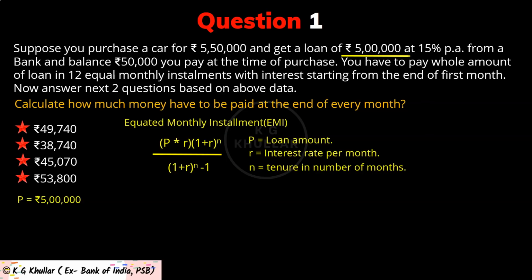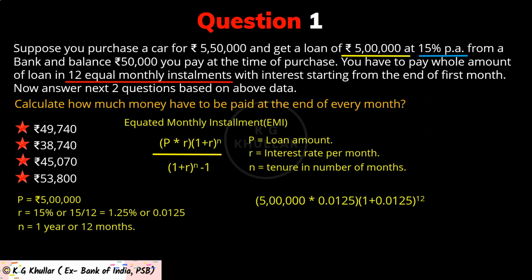Now in this question, P equals 5 lakhs, R equals 15%, or in months it will be 15 divided by 12 equals 1.25% or 0.0125, and n equals 1 year or 12 months. So just plug in all these values in the equation for EMI. We get 5 lakhs multiplied by 0.0125 multiplied by (1 plus 0.0125) raised to the power 12, and the whole of this divided by (1 plus 0.0125) raised to the power 12 minus 1. On solving this, you will get Rs 45,070 as monthly EMI. Thus the correct answer for the given question is option C.